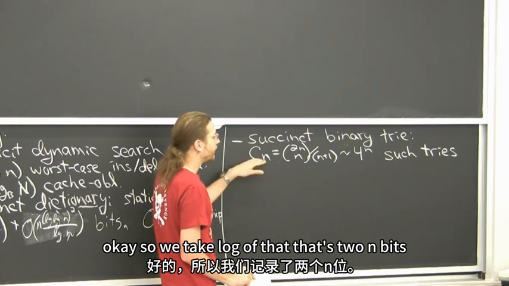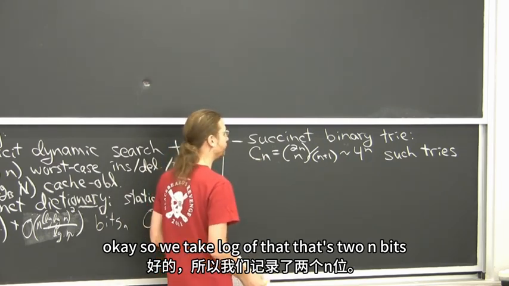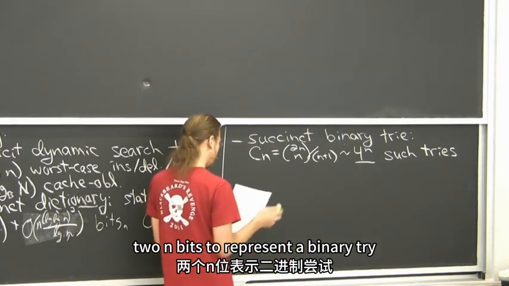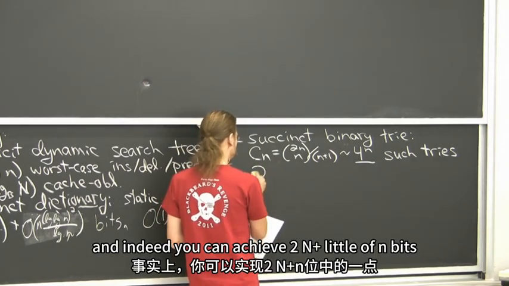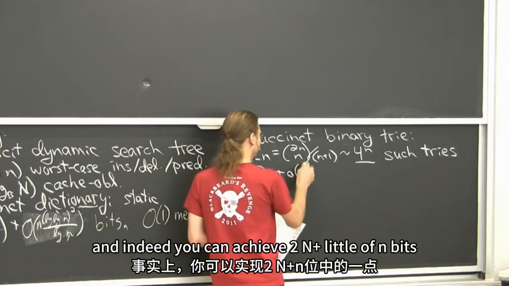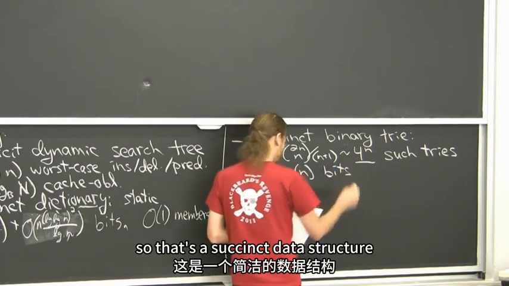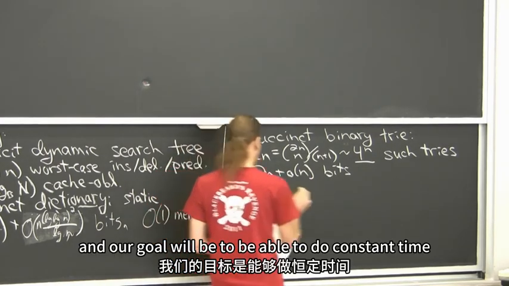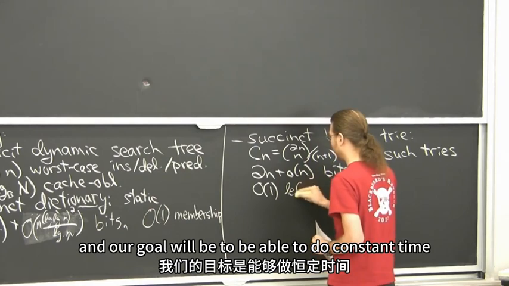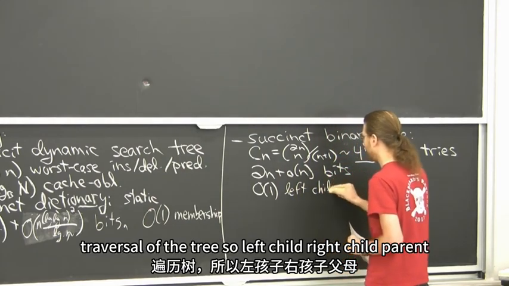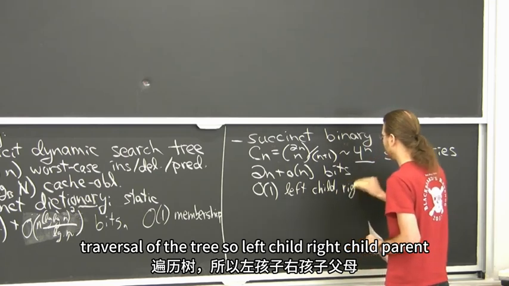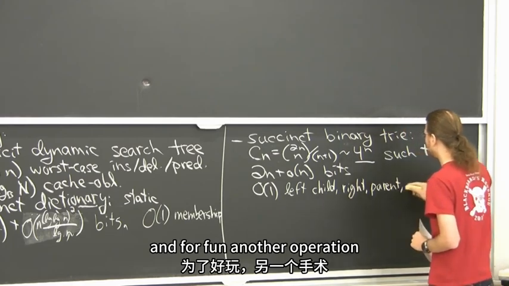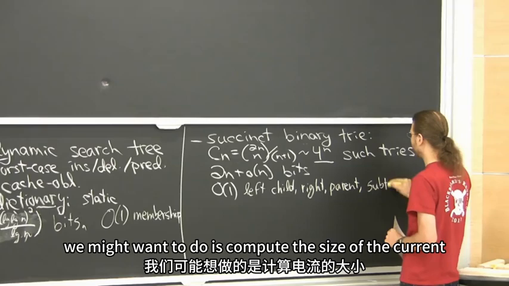Okay, so we take the log of that. That's 2n bits. So you need 2n bits to represent a binary trie. And indeed, you can achieve 2n plus little o of n bits. So that's a succinct data structure. And our goal will be to be able to do constant time traversal of the tree: left child, right child, parent. And for fun, another operation we might want is to compute the size of the current subtree.